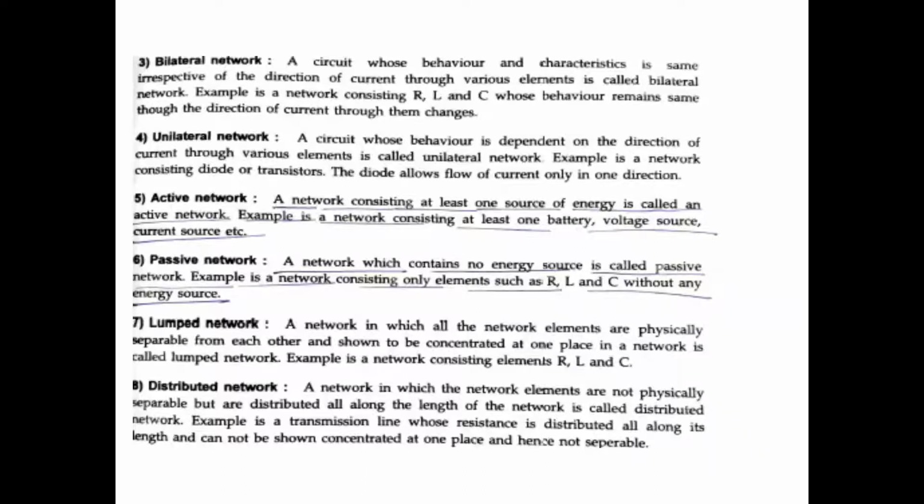Next, distributed network. The network in which the network elements are not physically separable, but distributed all along the length of the network, is called a distribution network. Okay, next, very important, the basic circuit parameters: resistance, inductance, capacitance.